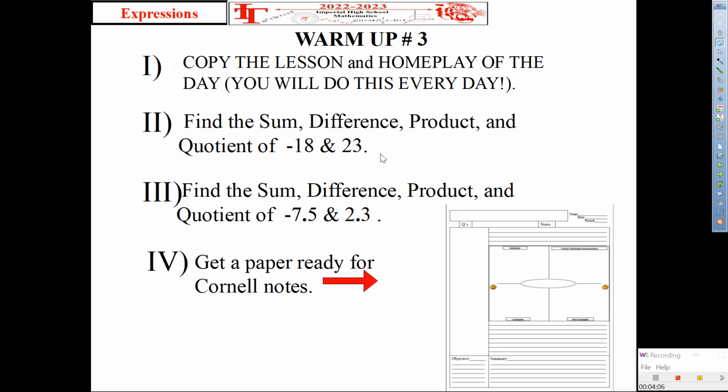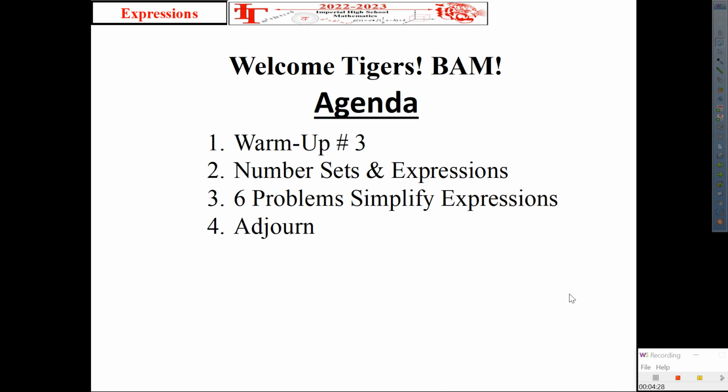All right. So let's see. I'm going over the structure of the day to make sure we understand the process. What is the first thing we do? The warm-up. What is the second thing we do after the warm-up? Copy the agenda under the warm-up. So copy the agenda that's on the screen, and it reads agenda, warm-up number 3. The lesson's still on number sets and expressions. We started it yesterday. Today we're going to finish it. And tonight's homework is 6 problems, which is to simplify expressions, and then we adjourn. Okay? Copy that, please.